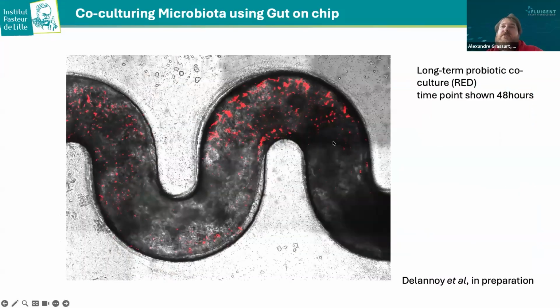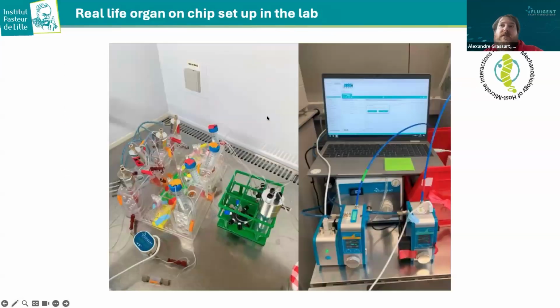And this is what happens. The design is a little bit different. It's a snake shape of the channel. And what you can see, you have a 3D maturation of the intestinal tissue over transillumination. And the red areas are actually probiotics that express RFP, so they look red. And you can see that we managed to have a nice co-culture over a long time point, here 48 hours, demonstrating the capacity of this system.